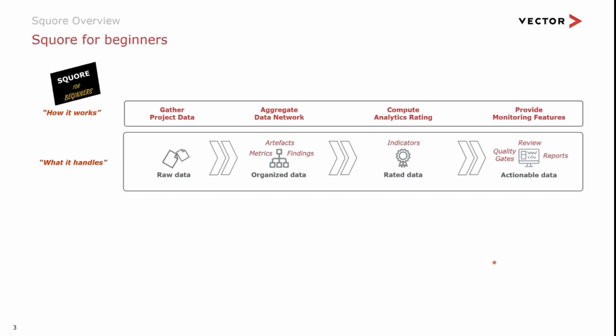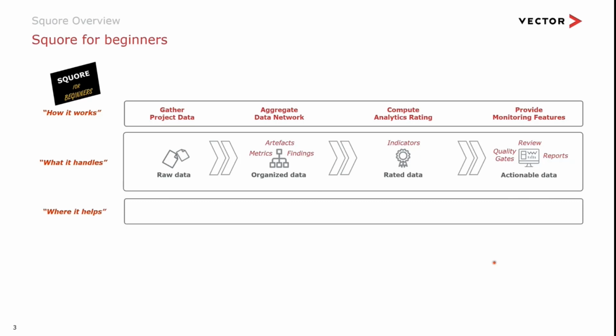Third step, the data is rated now, and to do that Squore is going to compute some indicators. Another important concept of Squore, and these indicators are defined in the model. Then, last step, the data becomes actionable, meaning that we are going to maybe check some quality gates, perform a review, generate a report, among other things.